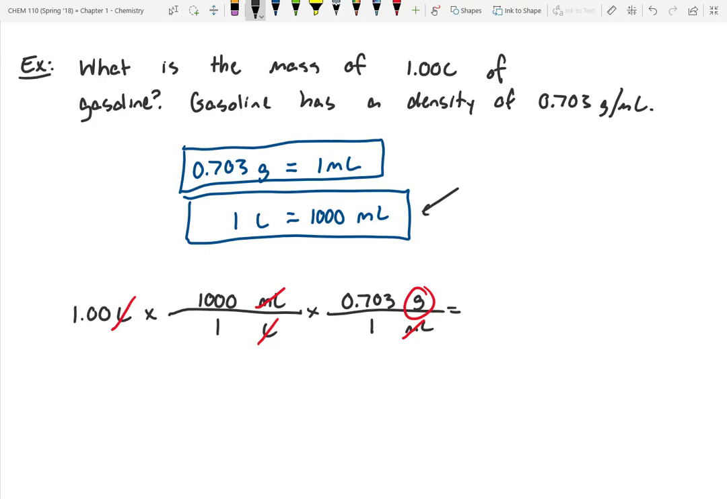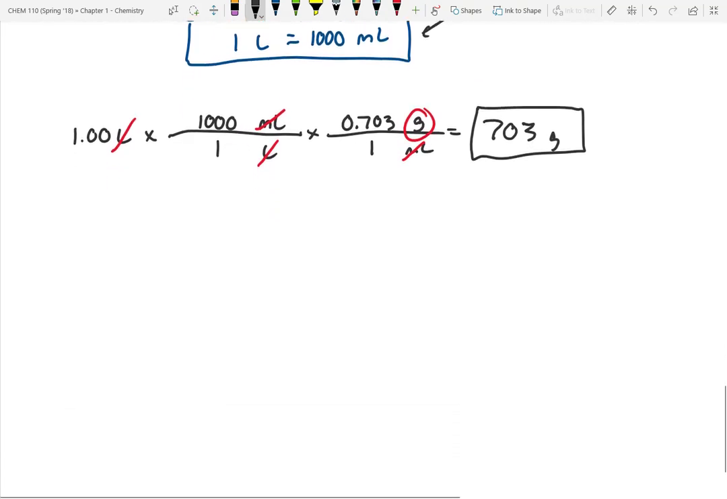703 grams. And remember, my big pet peeve is when students just write 703. I don't know what that's representing. Always, always, always include units. And then you can box your answer to indicate that's your final answer whenever you're showing a lot of work. Make sense? All right, let's do a second one.